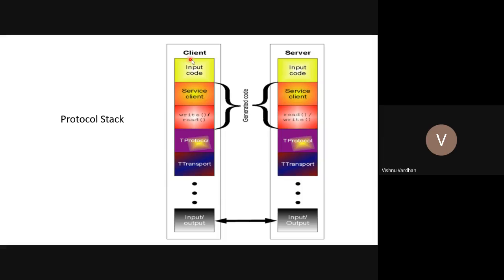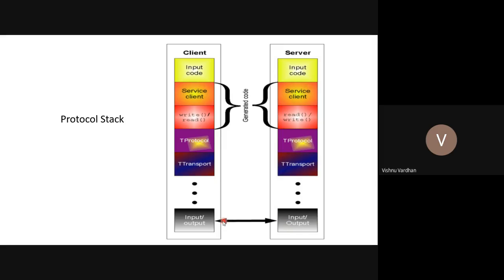If you are talking in terms of the client as well as the server, both have the same structure. You can see here. First of all, there is a layer of input code. Second, service client, read write operation block, T protocol, T transport layer. Then finally input output is going to be generated.